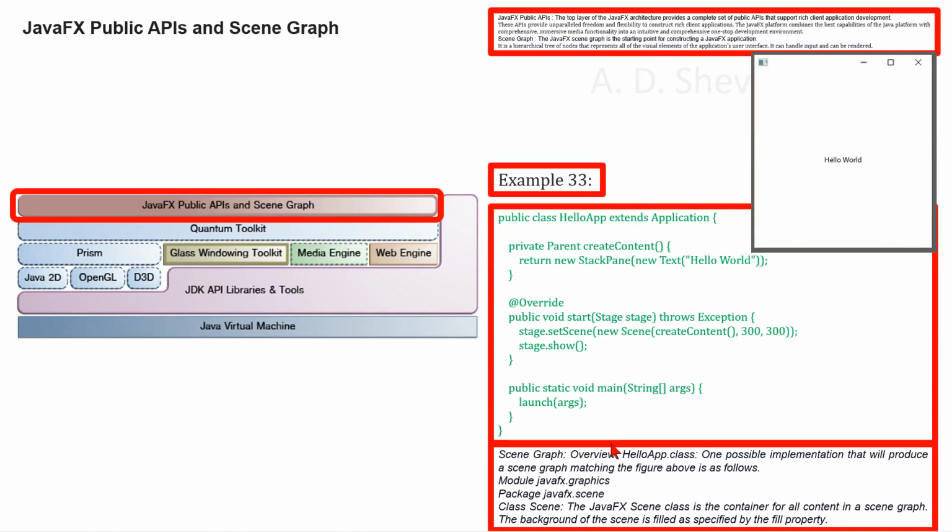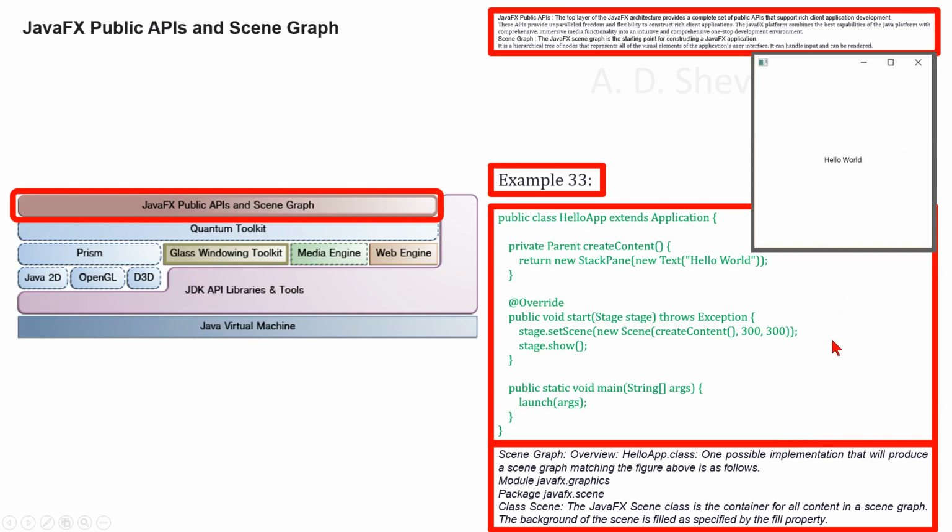Here you can see HelloApp.class in the overview in scene graph. One possible implementation that will produce a scene graph matching the figure above is as follows. The class Scene in package javafx.scene in module javafx.graphics. The JavaFX Scene class is the container for all content in a scene graph. The background of the scene is filled as specified by the fill property. The result of running the code is seen in this figure.